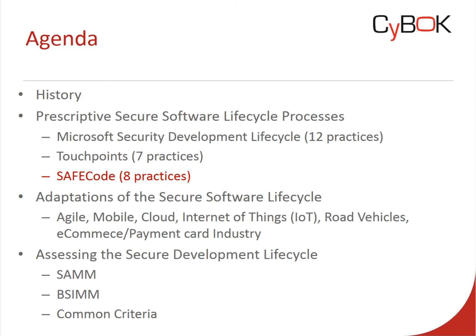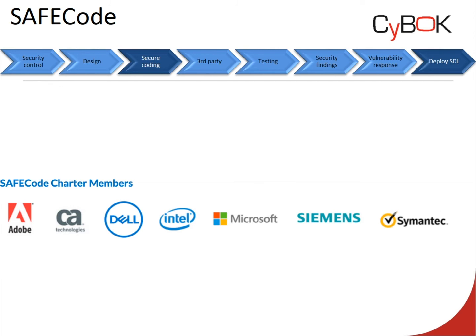We'll go on now to SafeCode, which has 8 practices. Okay, so on this slide we talk about the third secure software process. It's called SafeCode. SafeCode is actually an organization of companies, and on this slide are the charter members of SafeCode. There are more companies now as part of the organization, but the mission of SafeCode is to together produce documentation for practices that can be used by others in order to develop secure software.